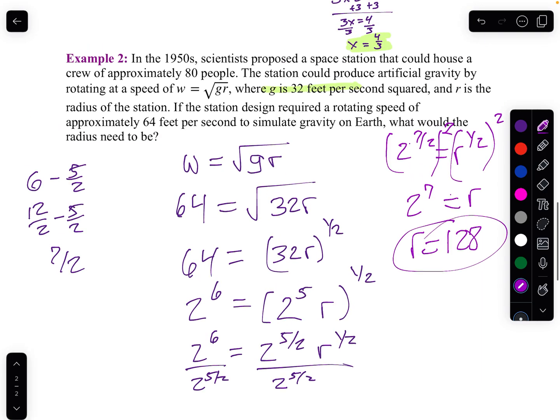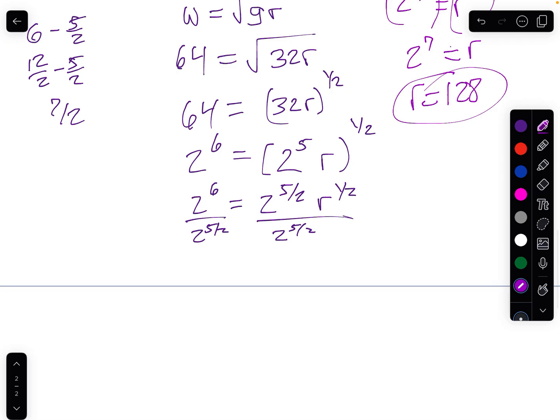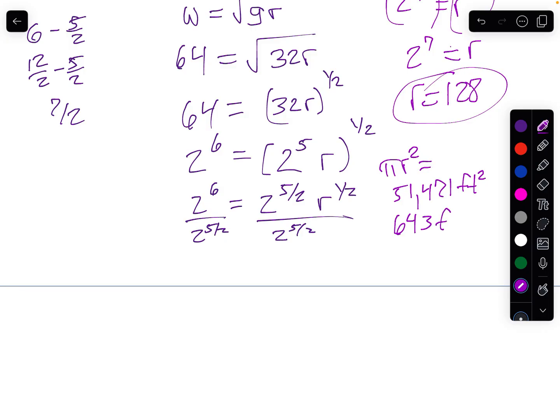If we think about that, what is pi times r squared? If I take pi times 128 squared, you get about 51,471 square feet. And if I divide that by 80, each person has 643 square feet of living space, which seems like it'd be a classroom size maybe.